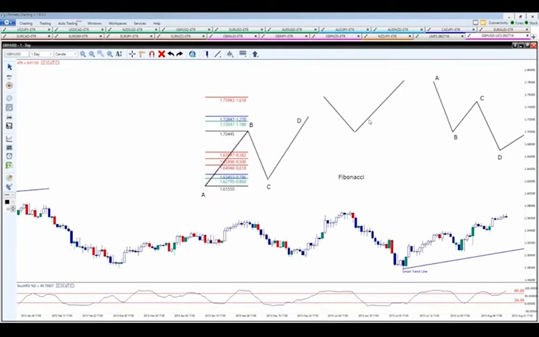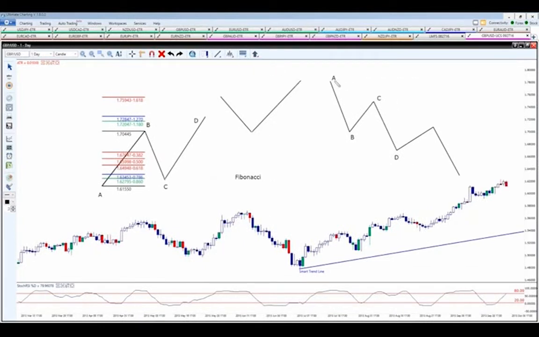And the same thing happens when the market's going down. We'll be looking for that same A, B, C, D movement as it's going down. The same thing happens here as it fulfills these A, B, C, Ds. We simply would keep drawing our Fibonacci's just like that here.